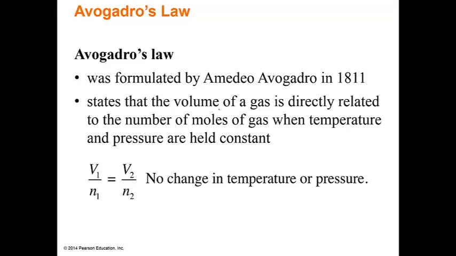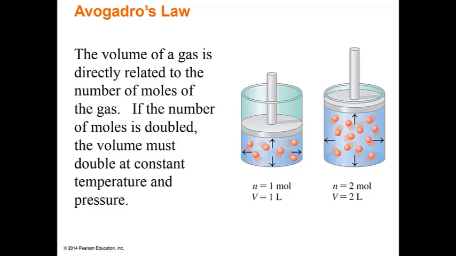It states that the volume of a gas is directly related to the number of moles of gas when temperature and pressure are held constant. And that kind of makes sense because we know that volume is directly related to the amount of something in it. So V1 over N1, a certain amount of moles equals a certain amount of volume, is equal to V2 over N2. Volume is going to directly change in relationship to the amount of moles of a gas inside of that vessel. So the volume of gas is directly related to the number of moles of the gas.